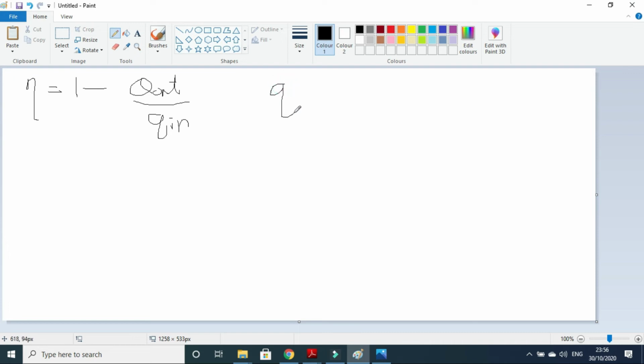If we increase Q in, efficiency will increase. If heat addition is larger, then efficiency will also be larger. So we can see from this expression. What about Q out?